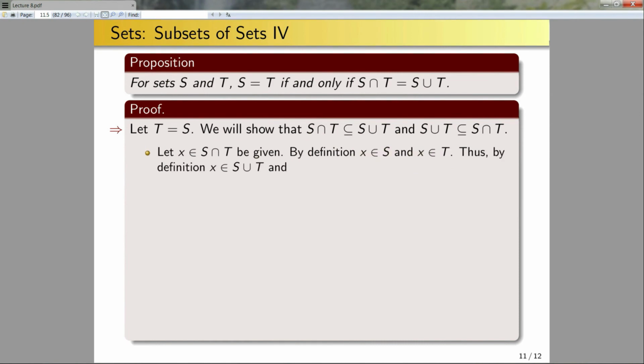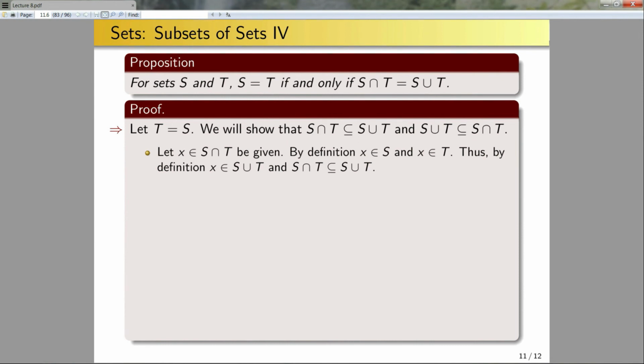Thus, by definition, x is in S union T, right? Since x is in S, it's in the union. I don't even need the fact that x is in T. Or vice versa, I could say since x is in T, it's in the union, and I don't even need the fact that x is in S. So now, since x is in the union, it follows that the intersection is a subset of the union. So that is done for this case.